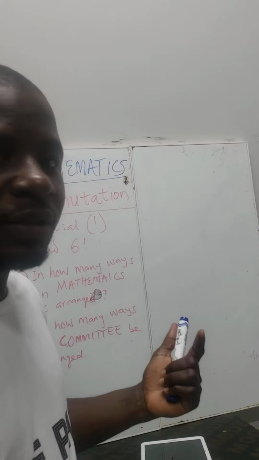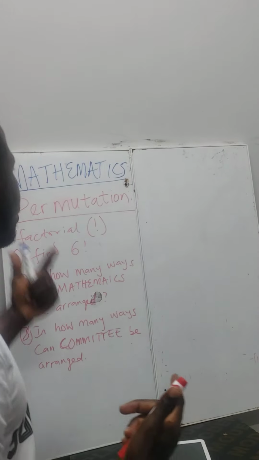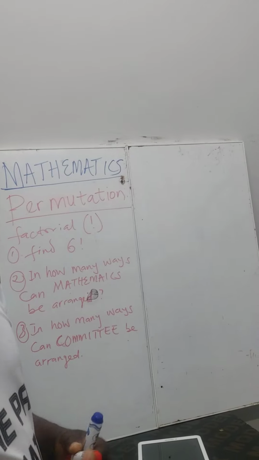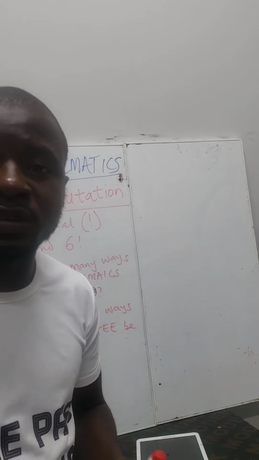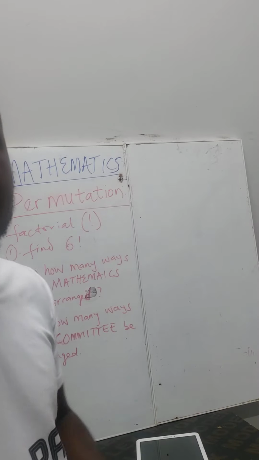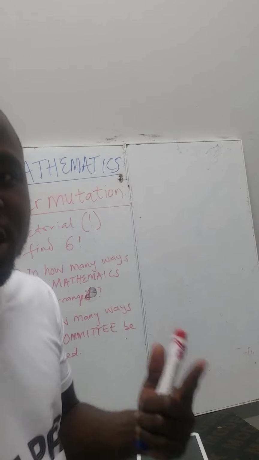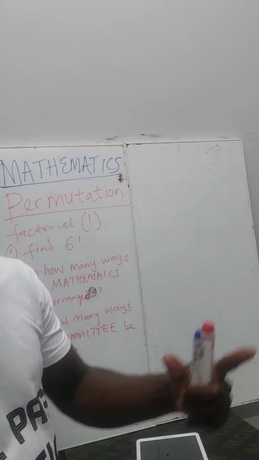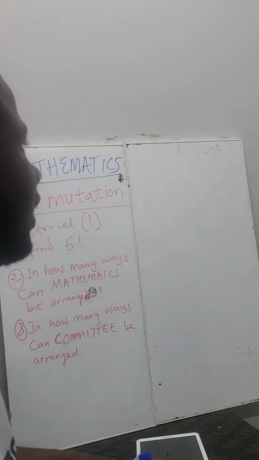In our today's class, we shall be focusing on permutation. What is the meaning of permutation? Permutation simply means arrangement of data from a group of a particular data. Arrangement of a set of data from a group of data.